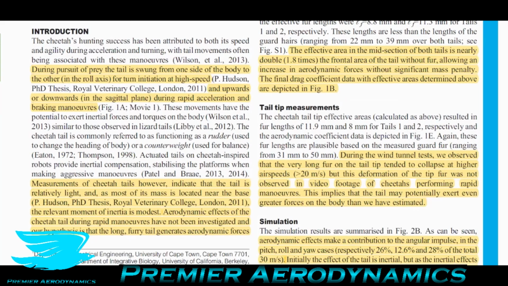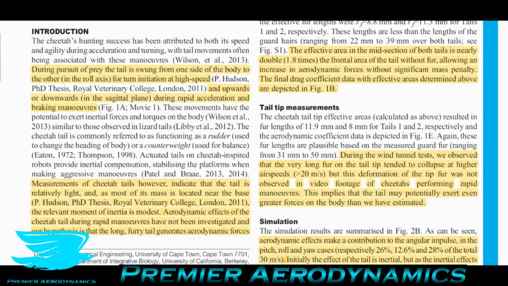Measurements of cheetah tails, however, indicate that the tail is relatively light, and as most of its mass is located near the base, the relative moment of inertia is modest. So this is what I was talking about earlier, where because you have a light tail, you don't get that inertial penalty. If you had a heavier tail, you'd have a lot more mass away from the center of gravity, which would actually make it much harder for the animal to turn. What it would need is much stronger muscles to be able to swing this tail as quickly, to then be able to turn as quickly. So by having it light, you can then just get those aerodynamic advantages without those inertial disadvantages.